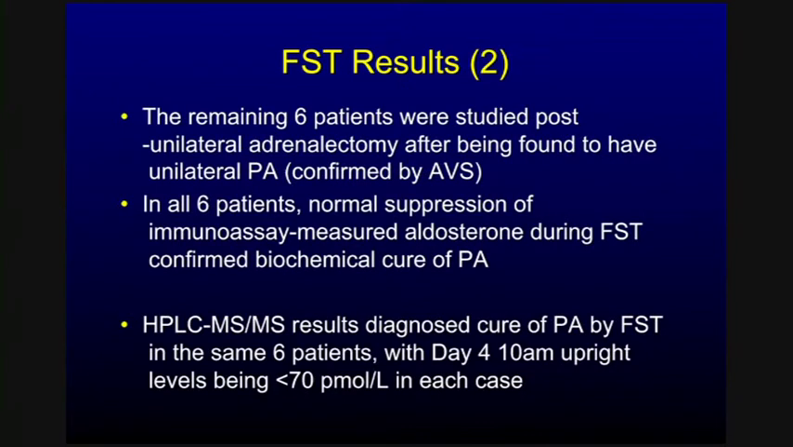The last 6 of the 44 patients were studied post-unilateral adrenalectomy after being found to have unilateral primary aldosteronism confirmed by AVS. So this test was done to see if we had biochemically cured the primary aldosteronism, and indeed in all 6 patients there was normal suppression of immunoassay-measured aldosterone during FST, confirming biochemical cure of primary aldosteronism.